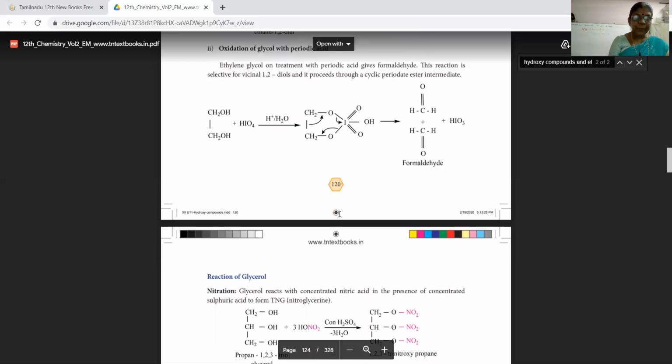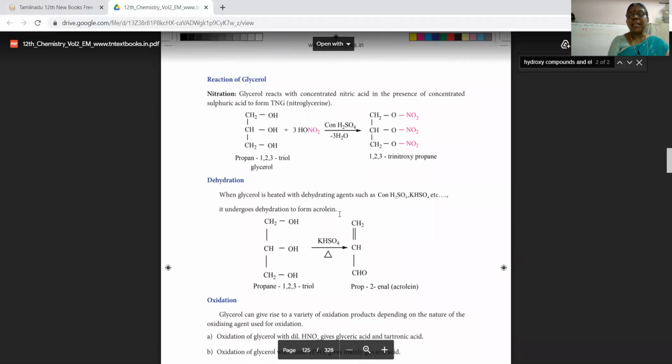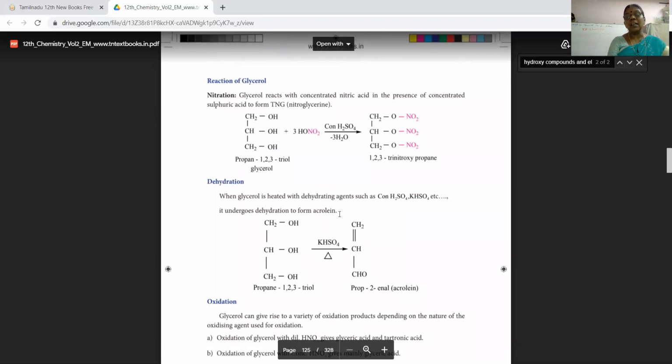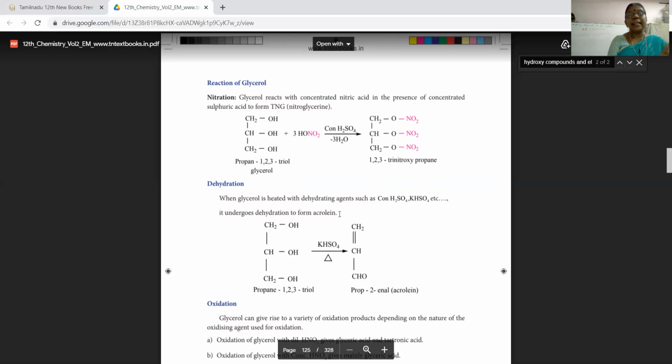that is nothing but formaldehyde. Okay. Next, reaction of glycerol. Glycerol, you know, is the trihydroxy alcohol, which means it has 3 hydroxyl groups. First, nitration. Nitration, you know, uses the nitrating agents sulfuric acid and nitric acid. So if it is treated with sulfuric acid and nitric acid, it undergoes the reaction that is called nitration. Here also the same thing happens.